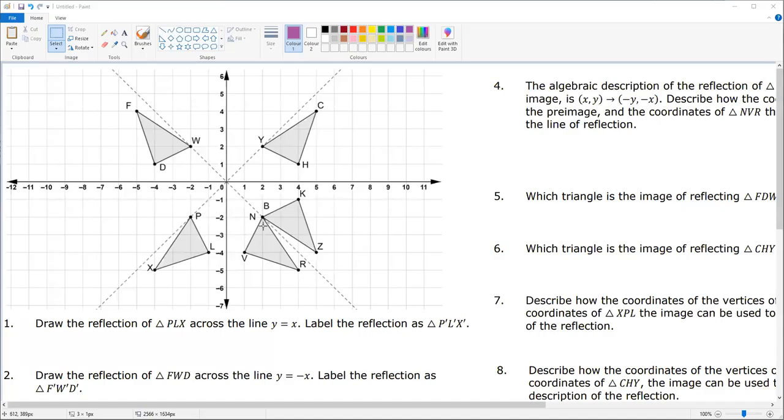All right, so here is homework. Not homework, I keep saying that. Here is practice lesson 4.2. So the first question is telling us to reflect triangle PLX across line y equals x, and then label it P prime L prime X prime.